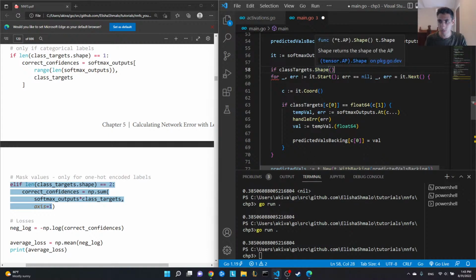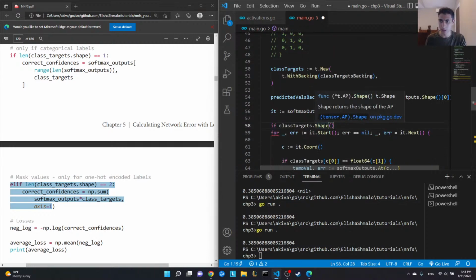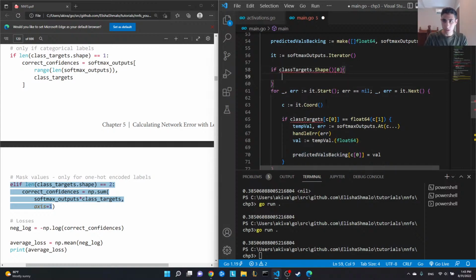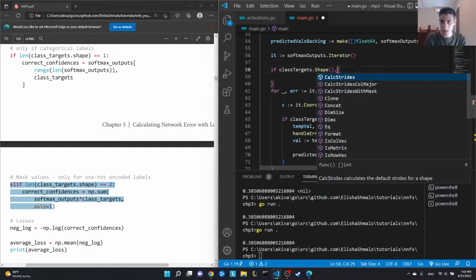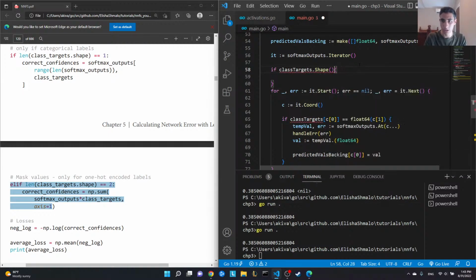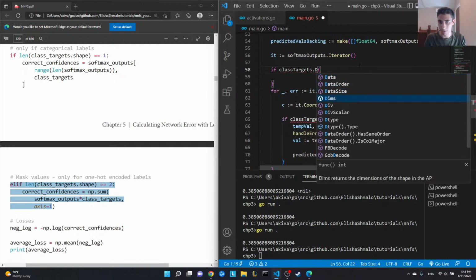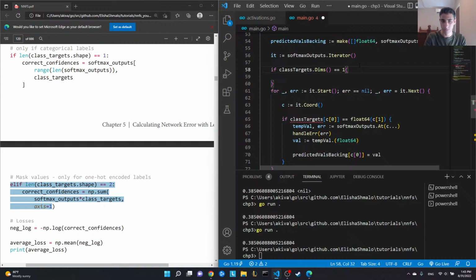So dot shape. This is not supposed to return a AP. I mean, does this work? X0 equals 1. Does this work? Yeah. But can I do the length of this? No. Shape. Does this have dot dims? We could just do dot dims. So if the amount of dims equals 1, if it's one dimensional, then we'll set it up like this.